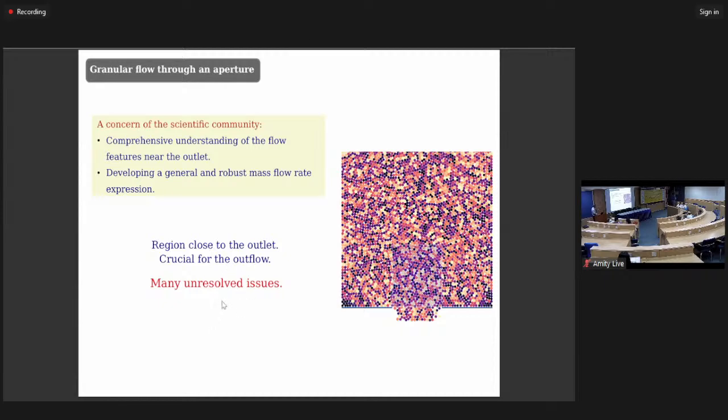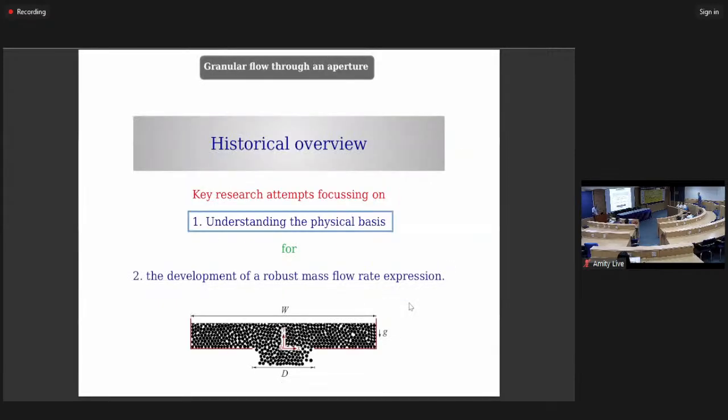If we look at this schematic presented here, the region close to the outlet is crucial for the outflow, and there are many unresolved issues. I believe this region contains many mysterious things, and one is perhaps what I would like to talk about today. I would like to present some historical overview, primarily on key research attempts that have been undertaken in the past 1.5 centuries to understand the physical basis for the development of a mass flow rate expression.